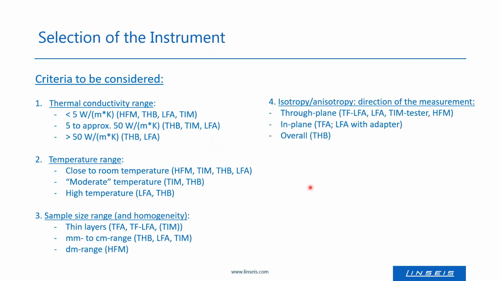The fourth criterion to consider is isotropy or anisotropy of the material and the direction of the measurement. Some methods measure through plane, others in plane or overall. And last but not least, whenever you want to purchase an instrument, the price of the instrument has to be considered as well. Heat flow meters and Transient Hot Bridge are the less expensive instruments, while laser flash analyzers are the most costly.